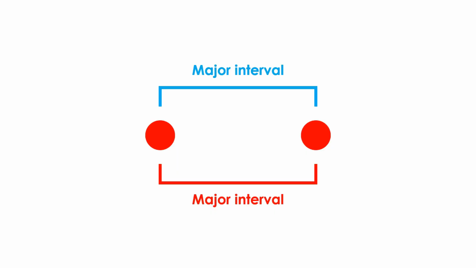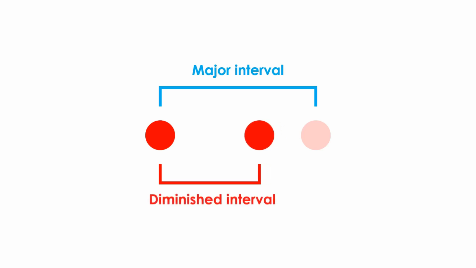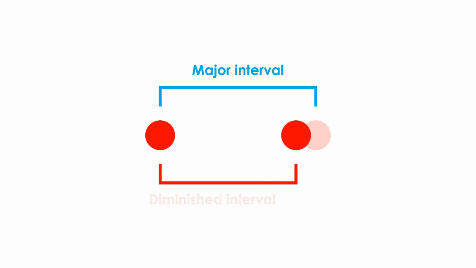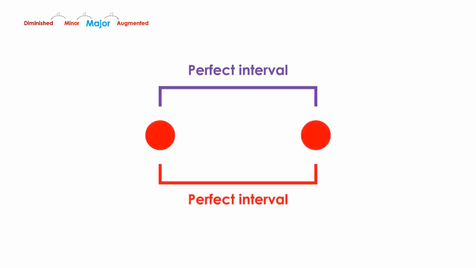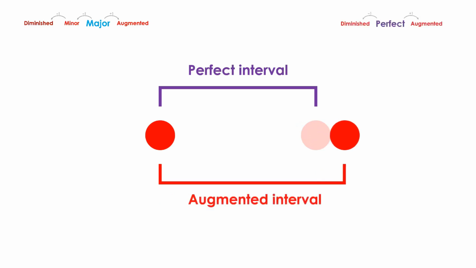The next thing we need to establish is that if a major interval is shrunk by a semitone, it becomes minor. Shrinking further, diminished. On the other hand, if a major interval is expanded by a semitone, it becomes augmented. As for perfect intervals, the variation is much simpler. Shrinking by a step gives a diminished quality, whereas expanding by a step gives an augmented quality.